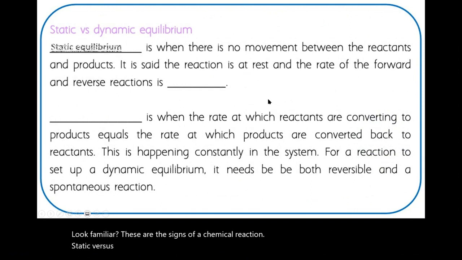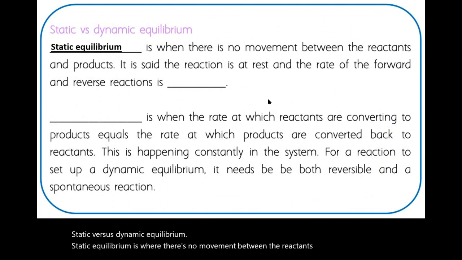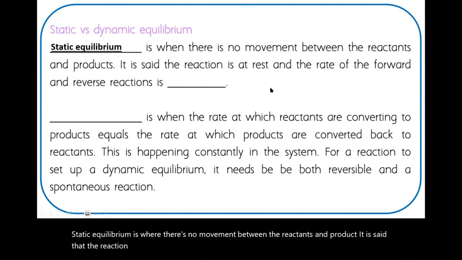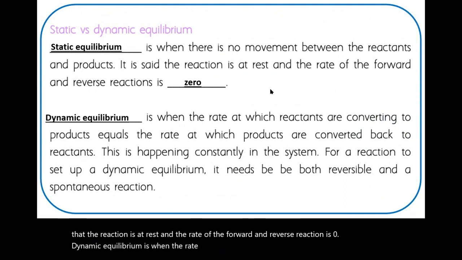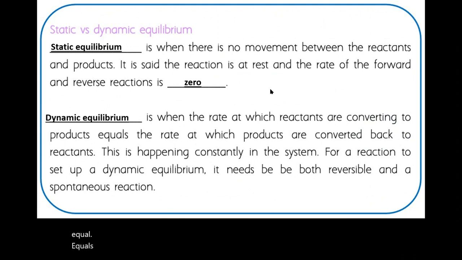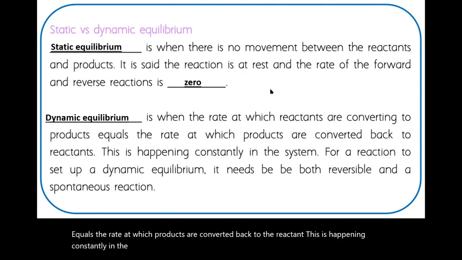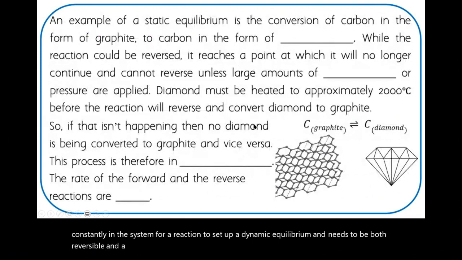Static versus dynamic equilibrium. Static equilibrium is where there's no movement between the reactants and products. It is said that the reaction is at rest and the rate of the forward and reverse reaction is 0. Dynamic equilibrium is when the rate at which the reactants are converted to products equals the rate at which products are converted back to the reactants. This is happening constantly in the system. For a reaction to set up a dynamic equilibrium, it needs to be both reversible and a spontaneous reaction.